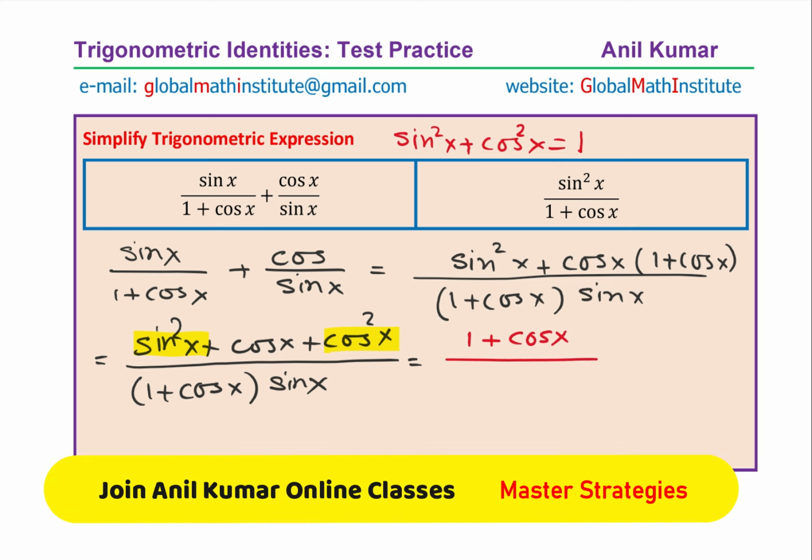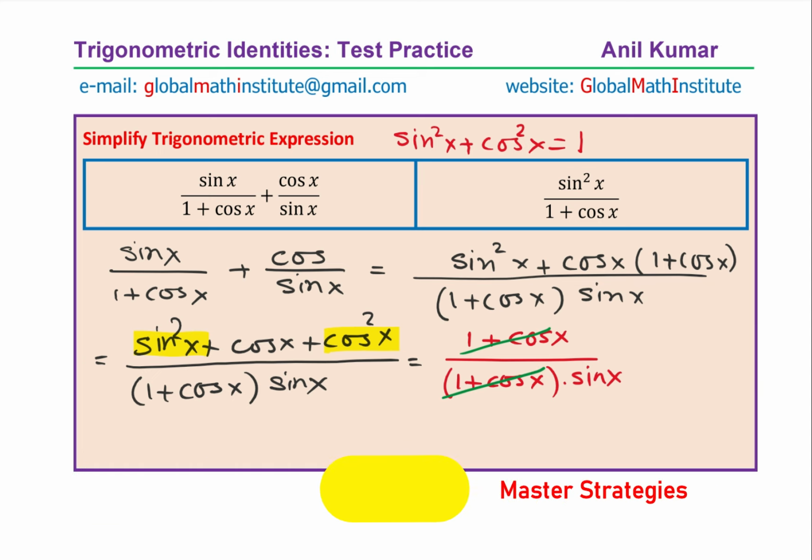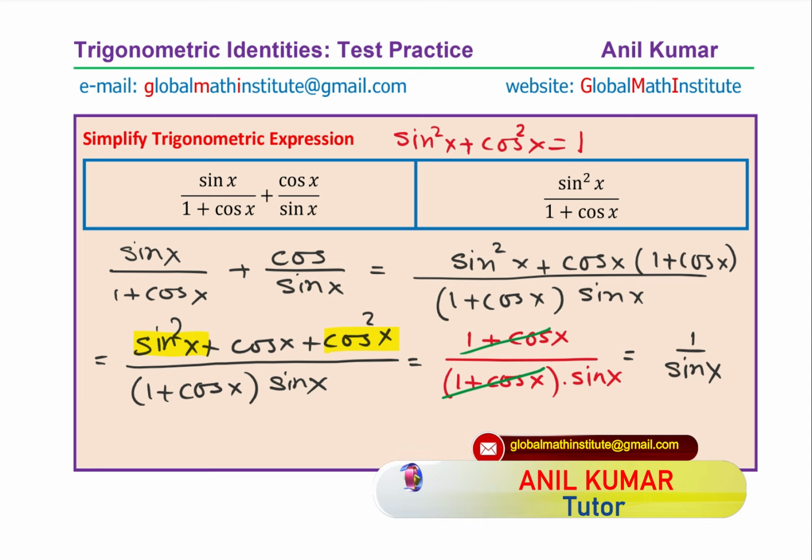In the denominator, we have a factor 1 plus cos x. Do you see that? Times sin x, correct? So clearly now we can cancel this common factor, and what do we get? Well, we get 1 over sin x. So that is how you can simplify it. And 1 over sin x can be written as cosecant x. Makes sense. See, we have simplified this expression and written this as equal to cosecant x.